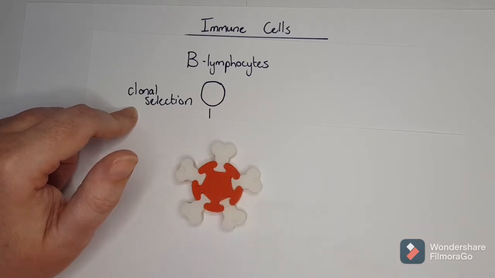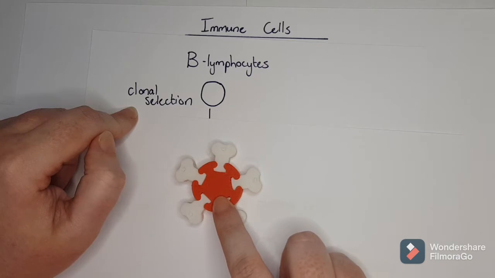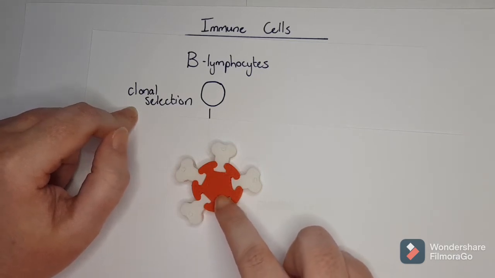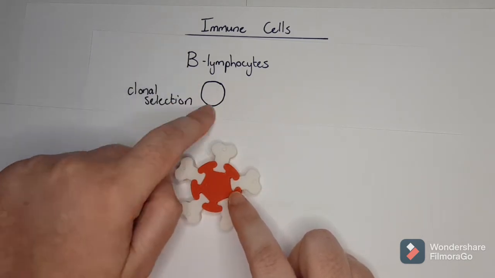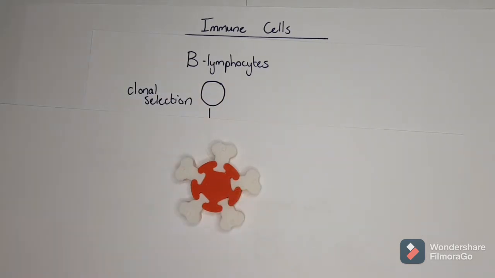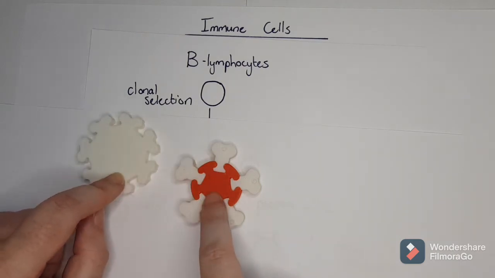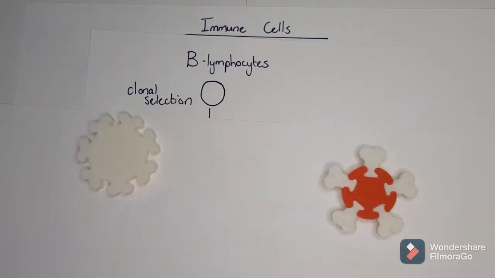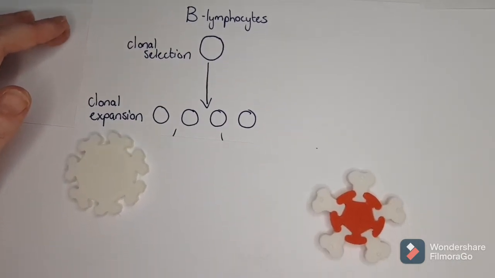So if your body's never recognized something before, clonal selection will take a little bit longer. And if you have encountered a pathogen before, then clonal selection is a little bit quicker. So once we've selected the correct one, this correct white blood cell is now the one that's going to match. And what's going to happen is we're going to have a process called clonal expansion.